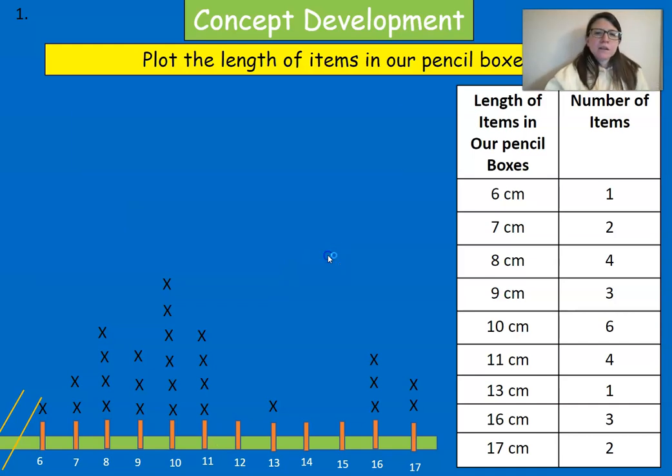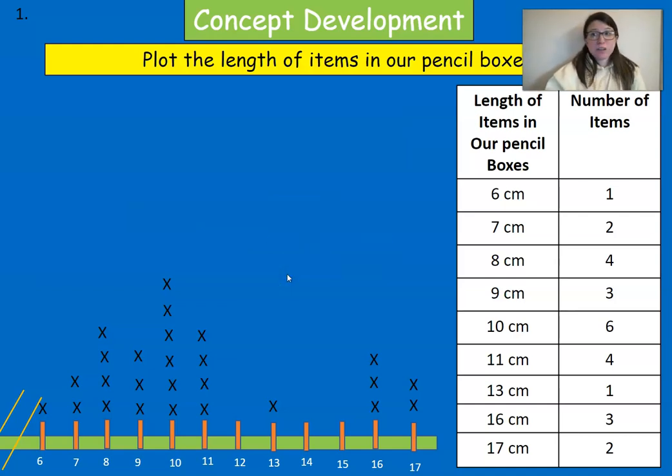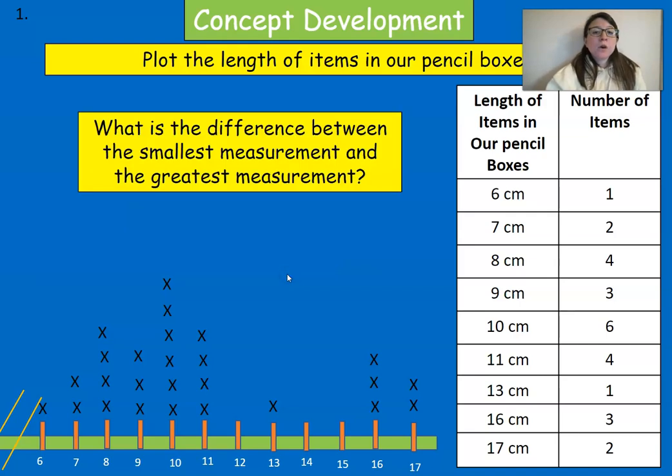Nice. Okay, which measurement occurred the most often? Yeah, the 10 centimeters. We can see that easily from our line plot here because it's the tallest one. Again, that's why we make sure all of our X's are the same size, and we make sure that our X's are lined up so that we can see easily which one is the biggest, which one occurred the most often.